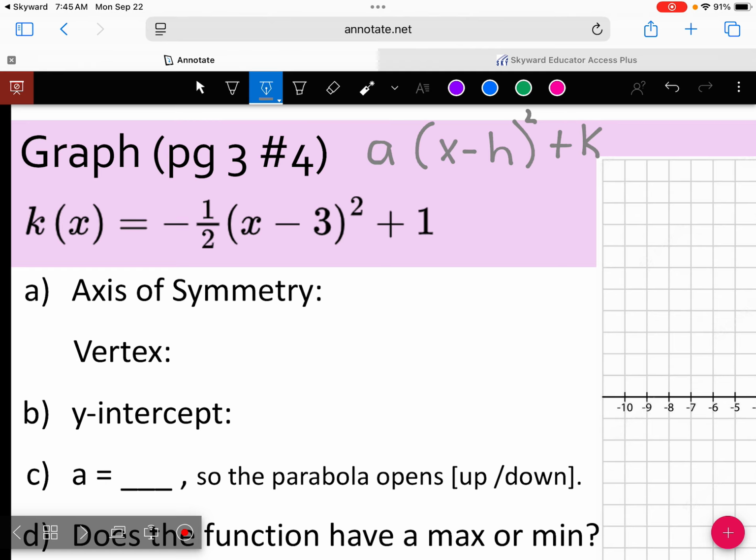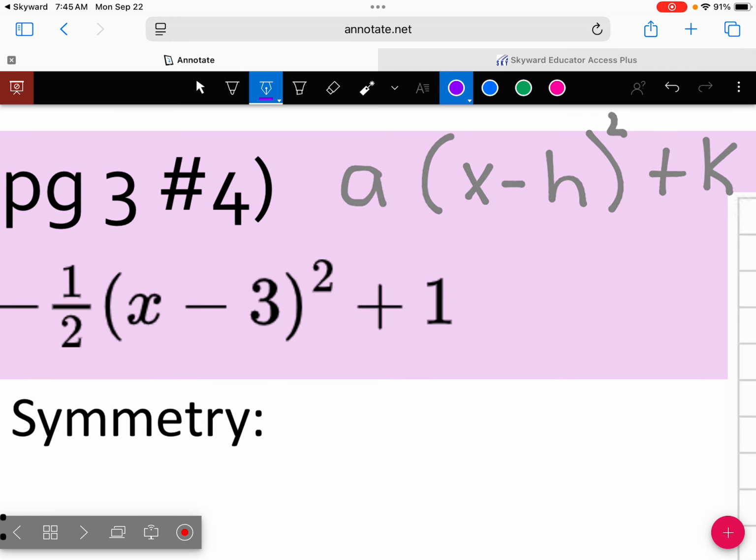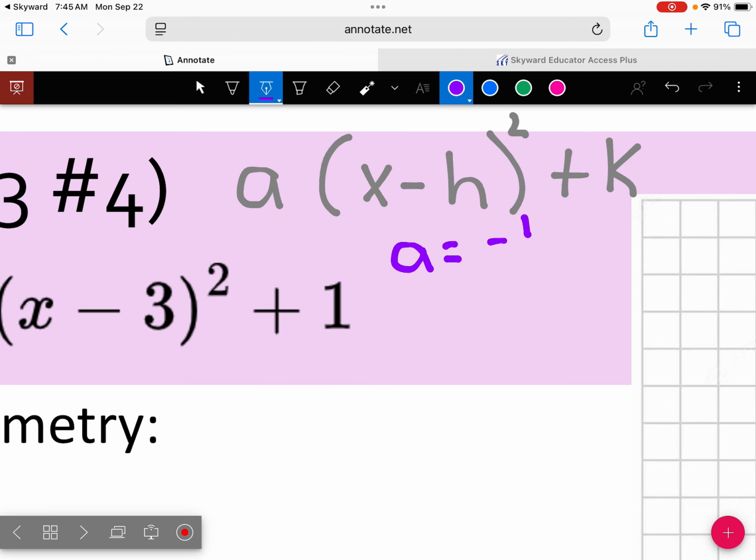So the first thing we're going to do is, again, match them up. We're going to find our a, but this time I'm finding h and k, not b and c. So what is our a here? Negative 1/2. What is our h here? Positive 3. This is where we always have that h has the opposite. And what is our k? 1. So it's the same pieces we used when we graphed our absolute values.